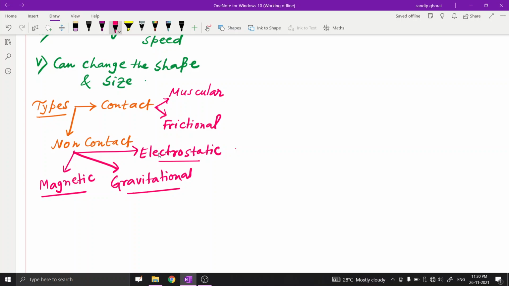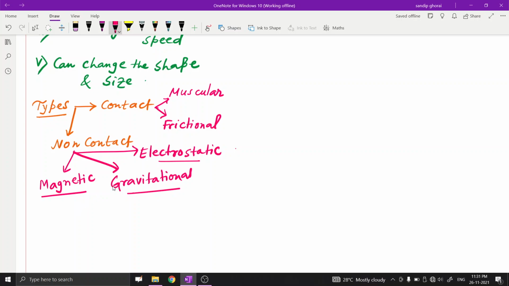And what are muscular and frictional force? Later we will discuss frictional force. And what is muscular force? We generally use muscular force to complete some difficult work.